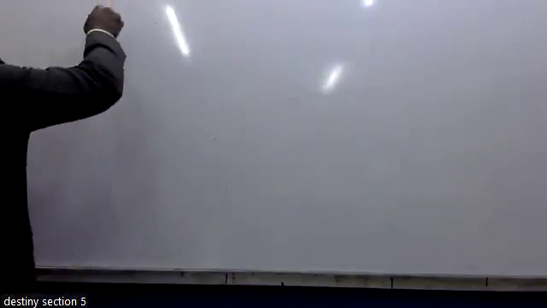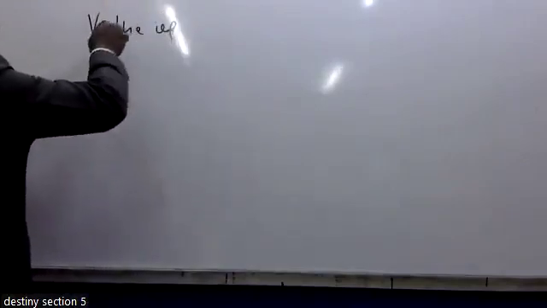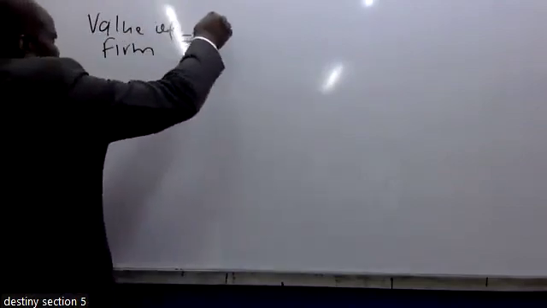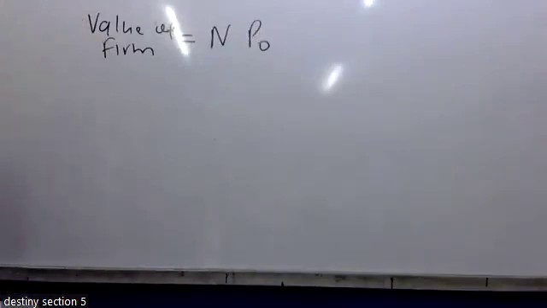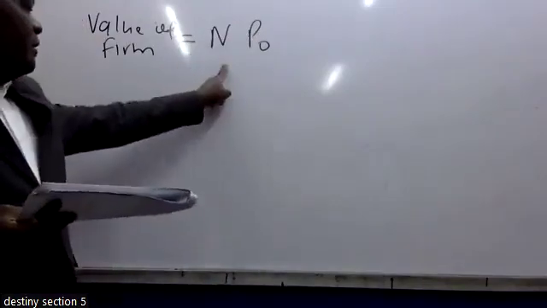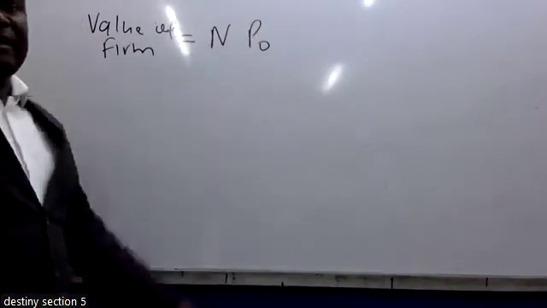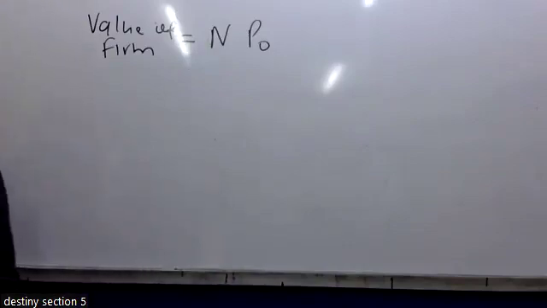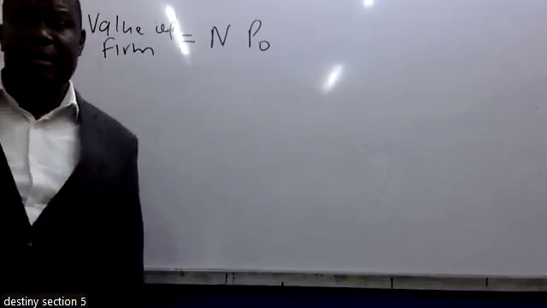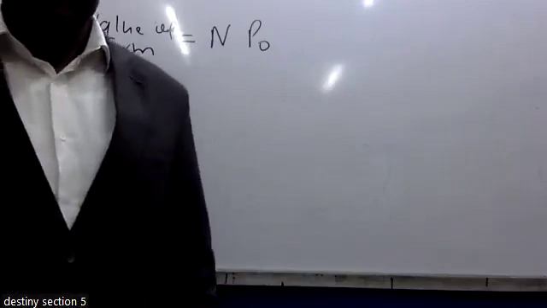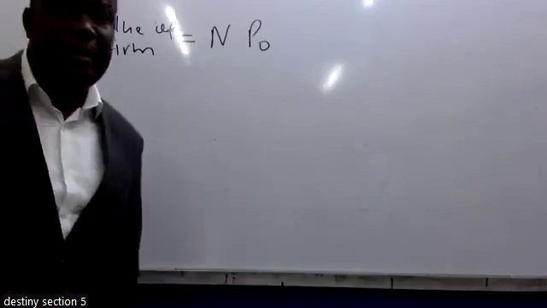The first thing is to get the value of the firm. So the value of the firm will be equal to NPO, where N is simply the existing number of ordinary shares, and PO is the current market price.